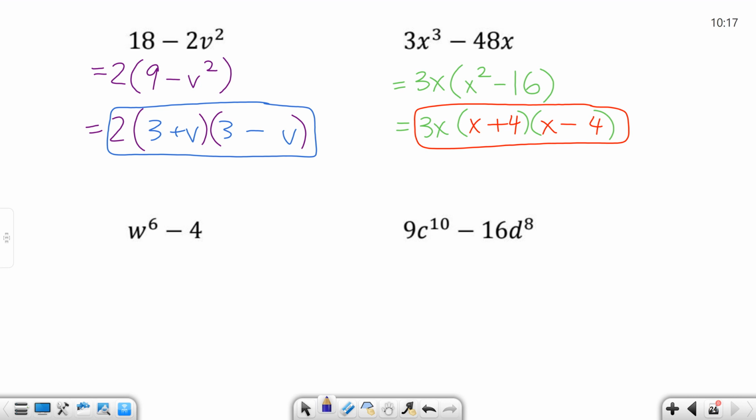Two terms, right? Yep. Different signs? Yep. Perfect squares. That's a perfect square. The one out here is a perfect square. That works. Even powers. Is 6 an even number? Sure is. That meets the criteria for difference of squares. Okay? So now let's see.